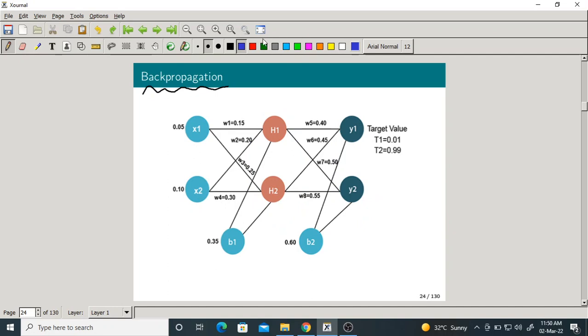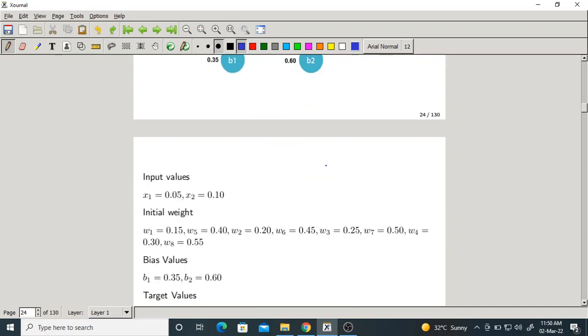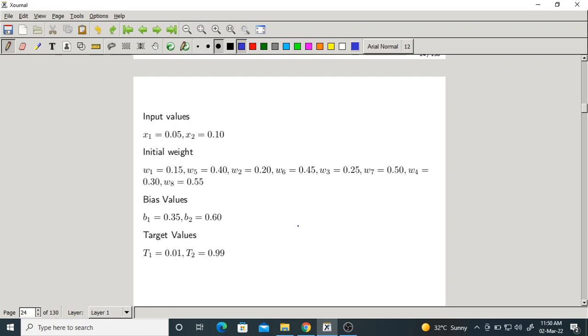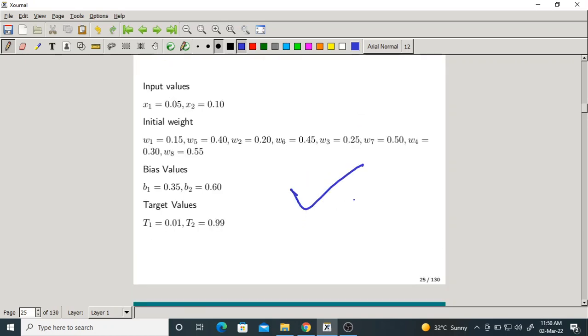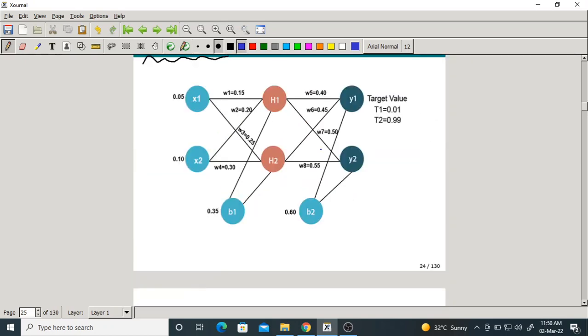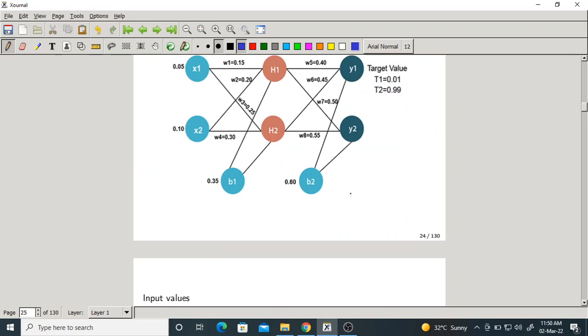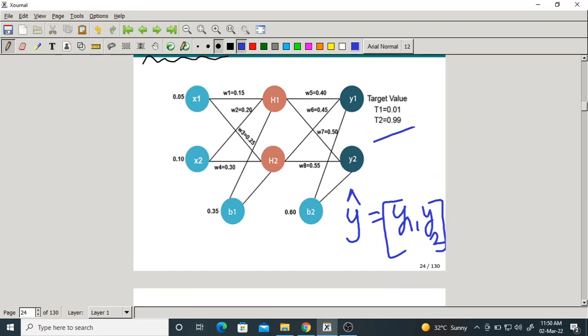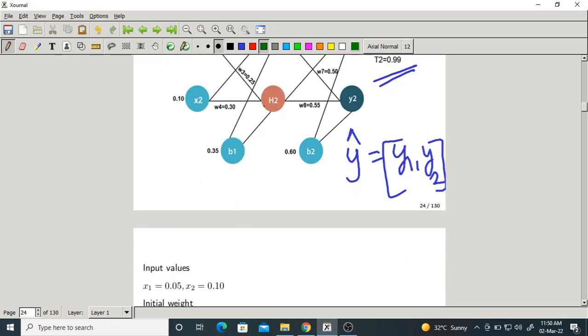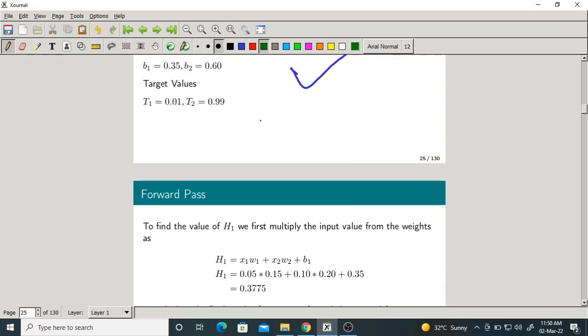First of all, these are the given values. Obviously we have a target. First, we have to find the predicted values, that is y cap, y1, y2. These are predicted values, and we have true values or target values. If they are not the same, it indicates an error. If there is an error, we move backward and update the weights so that the error is minimized.